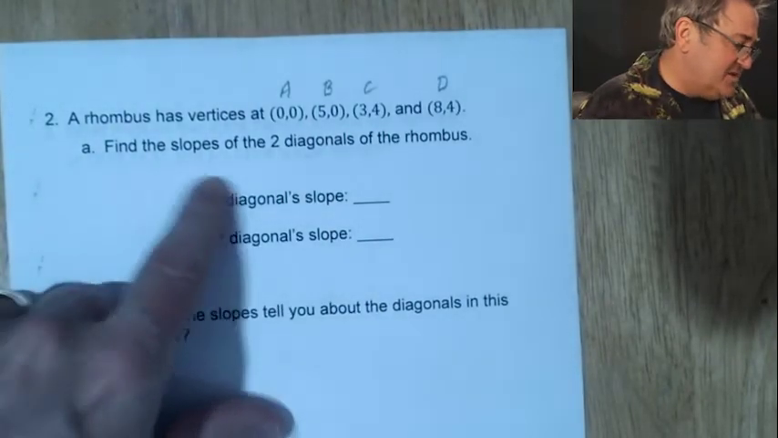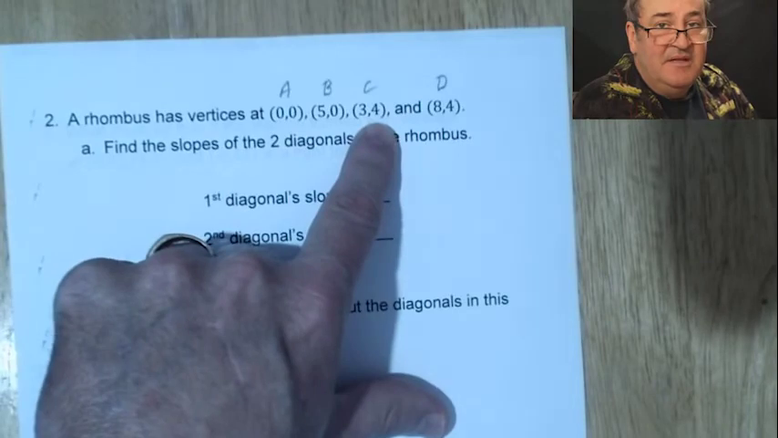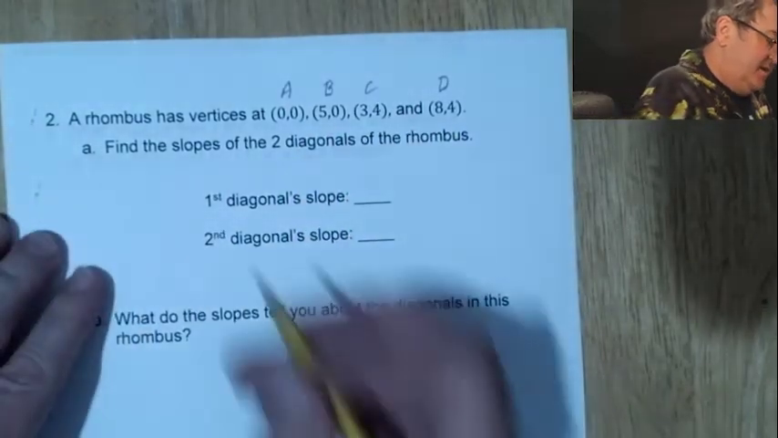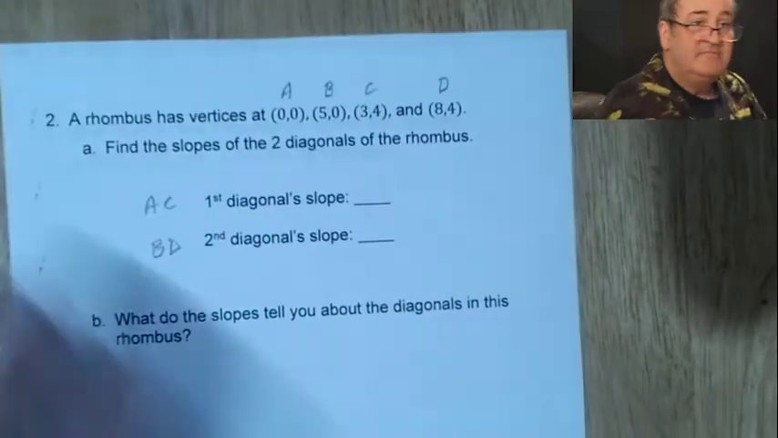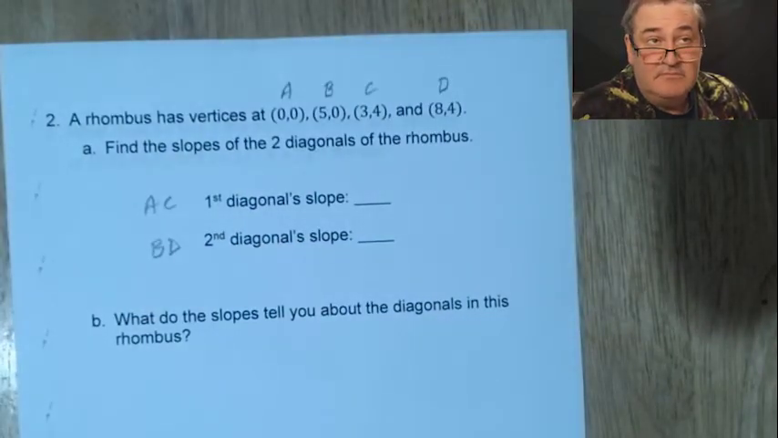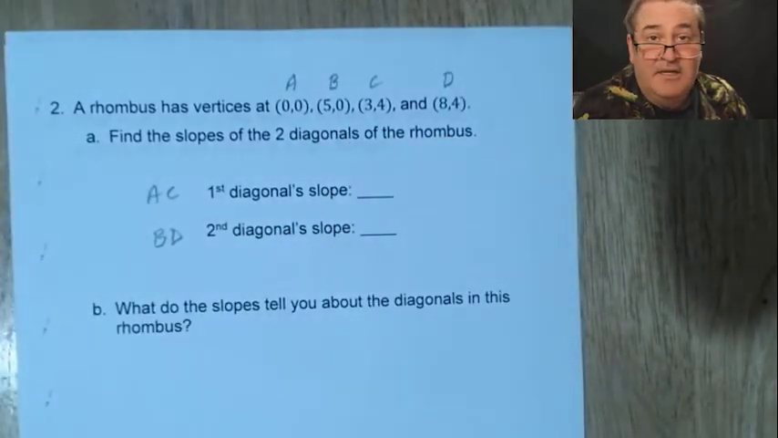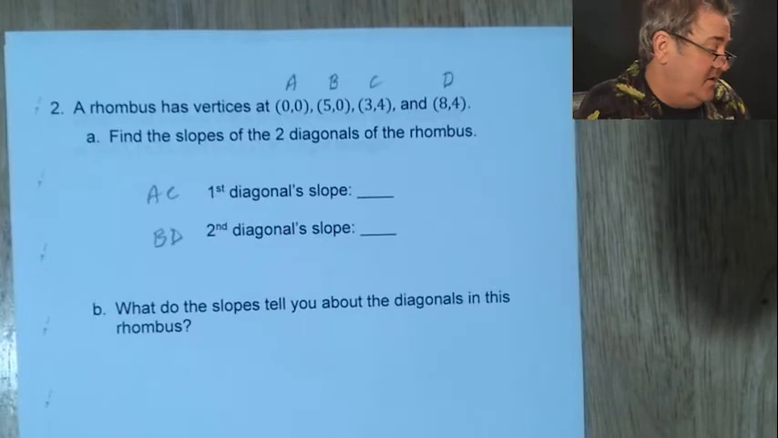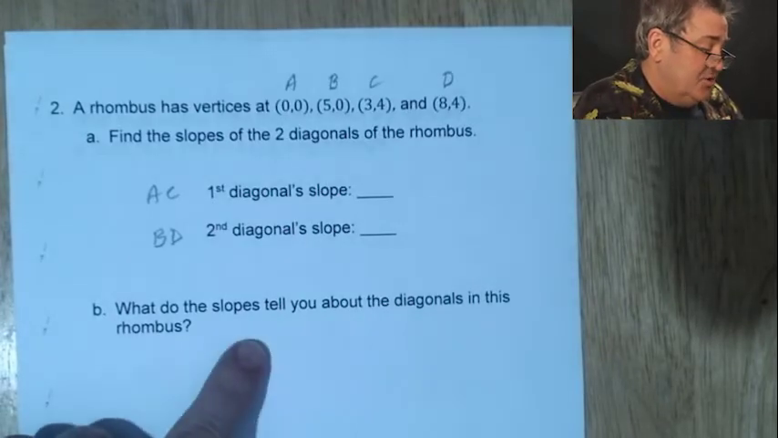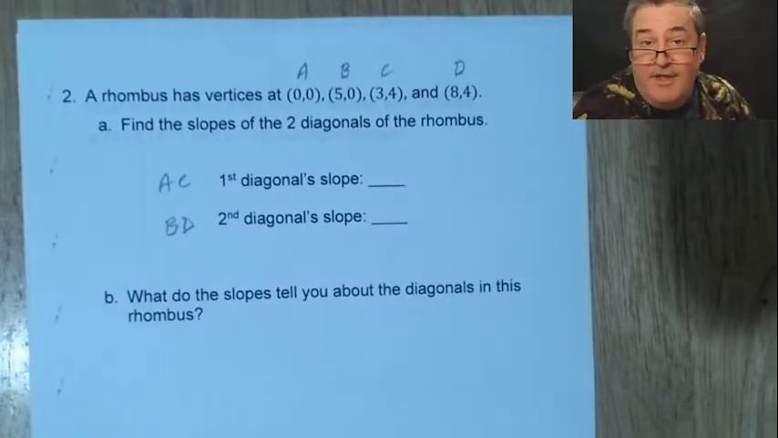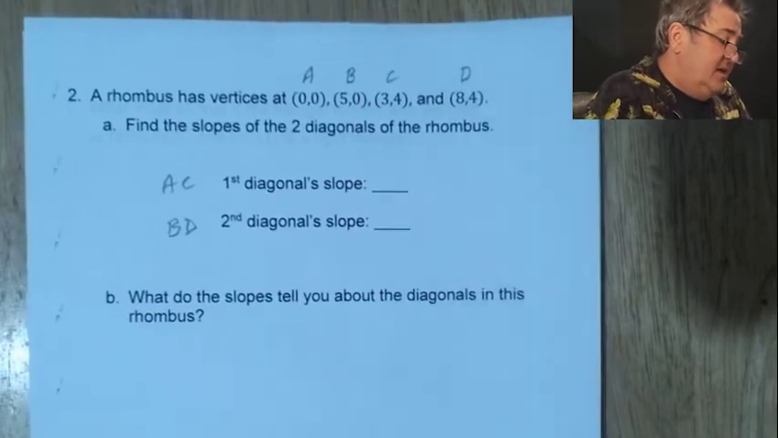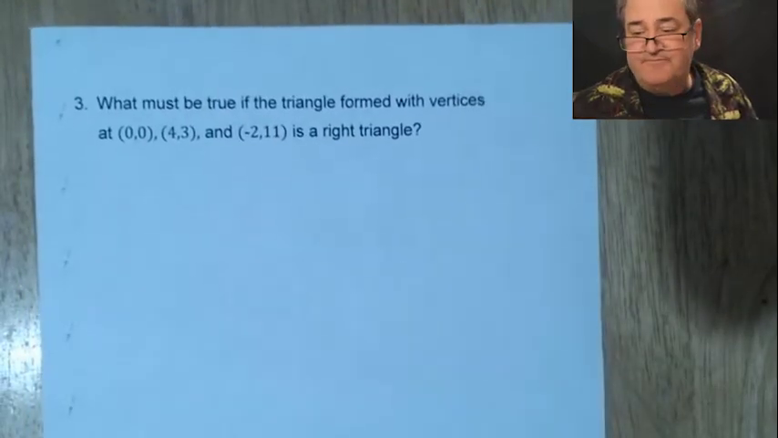So you're finding the slope from A to C, and you're finding the slope from B to D, as I label them there. Okay? A to C, B to D. And you can go back and back up the video and see how I found those slopes on the points on the first problem. And what do the slopes tell you about the diagonals? Right? So you're looking to see, are they opposite reciprocals? Are they parallel? What are they? Neither. Right? So see what the slopes are and see what that tells you.